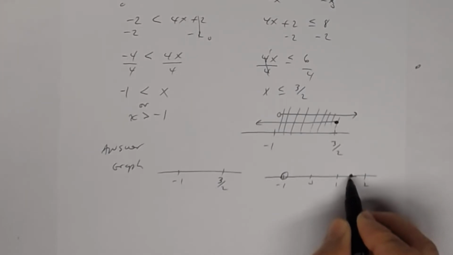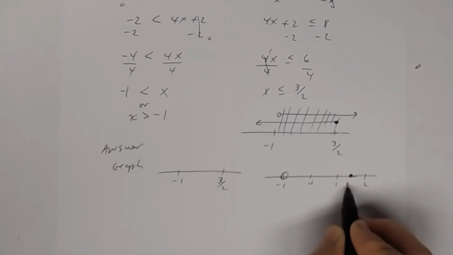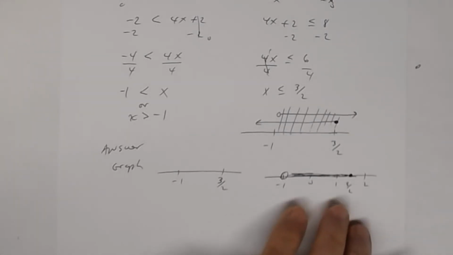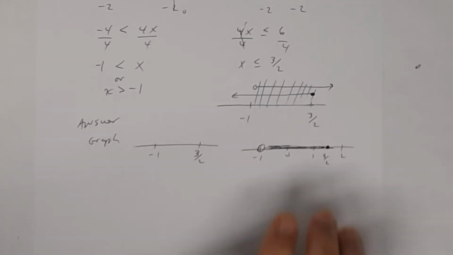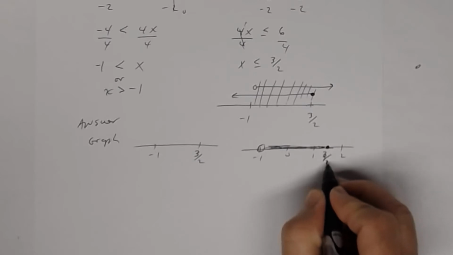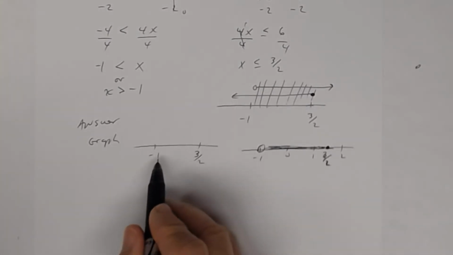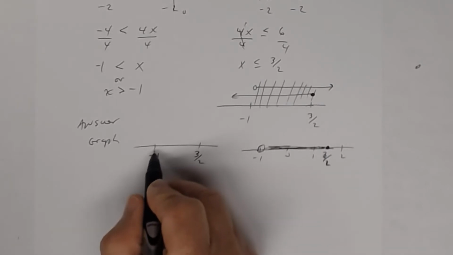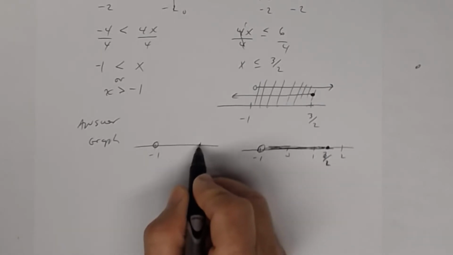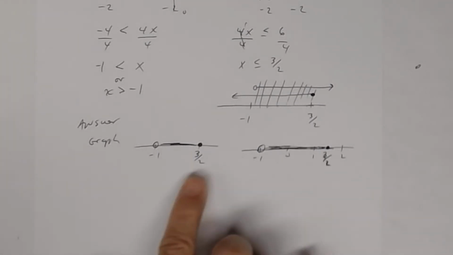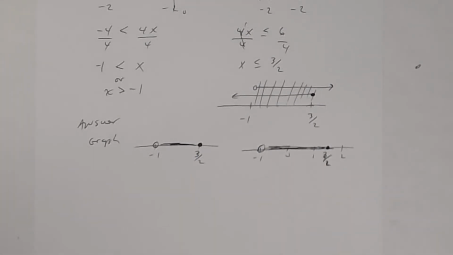Here's 1.5, and it's closed. Okay, so that's 3/2, and then shade everything between them. It depends on the number line they give you, so put it in the right spot. Usually, though, if it's just a number line with no numbers, you just put negative 1, 3/2, open, closed, and shade in. If a numbered line is given, make sure you put 3/2 in the right spot.